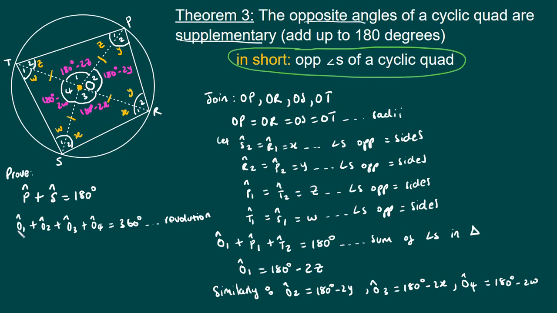So that means O1, which is 180 degrees minus 2z, plus O2, which is 180 degrees minus 2y, plus O3, which is 180 degrees minus 2x.